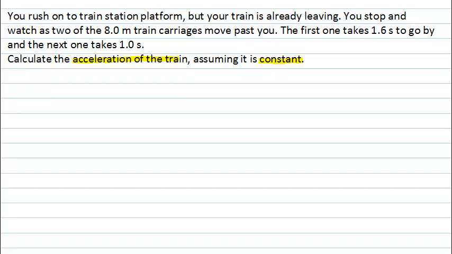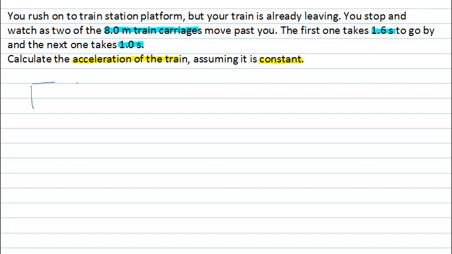There's some important information supplied in the question. One piece of information involves the distance that's being moved, 8 meters long, each time a carriage goes past. And additional information is that the first carriage takes 1.6 seconds to move past you, and the second carriage 1 second. Immediately you can see, because those times are different, the train is not moving at constant velocity, so there must be an acceleration. As is often the case, a sketch of the situation can be very useful.